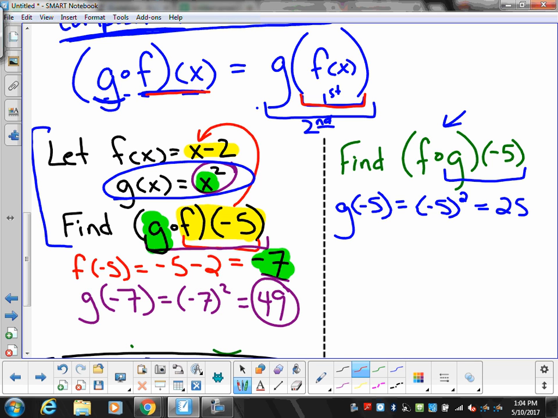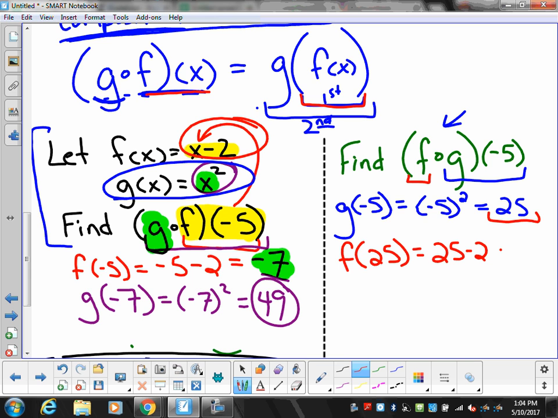So now, when we find f, we're finding f of that value we just found. So we're going to find f of 25. And if we go back to what f is, x minus 2, that's 25 minus 2, which is 23. So we have now found our solution there. F of g of negative 5 is 23.